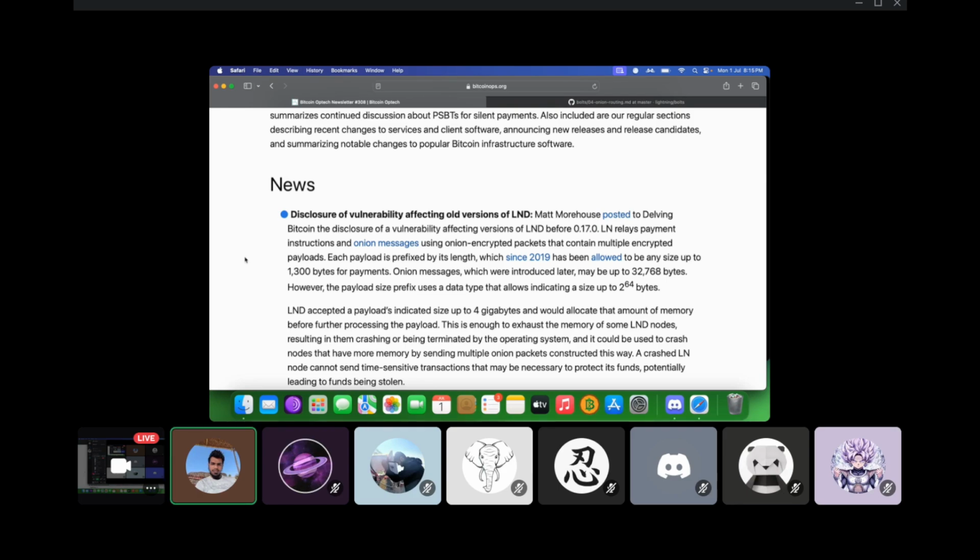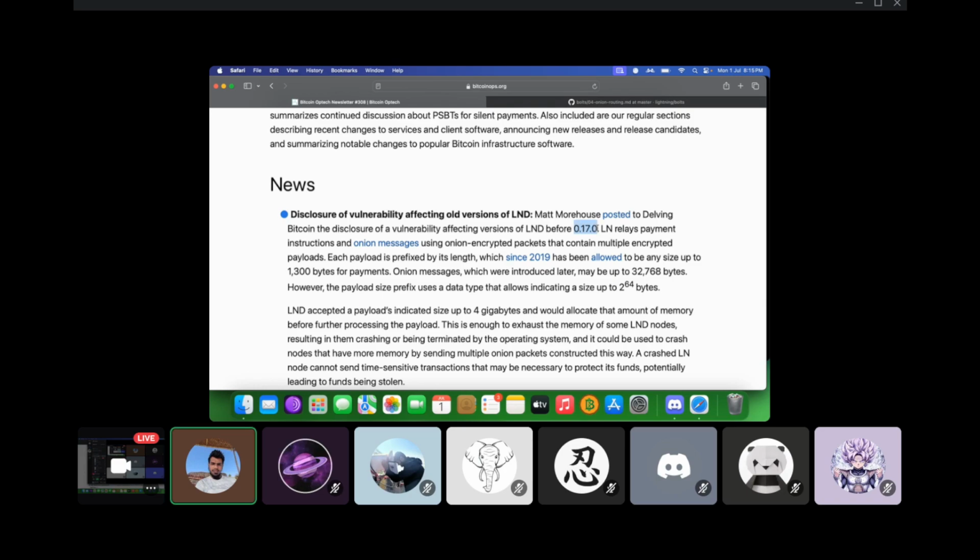LND is one of the most popular implementations of the Lightning Network. So this news article talks about a vulnerability that was detected in a certain version or certain versions of LND, which is an implementation of the Lightning Network. This vulnerability was affecting the versions of LND before 0.17.0.